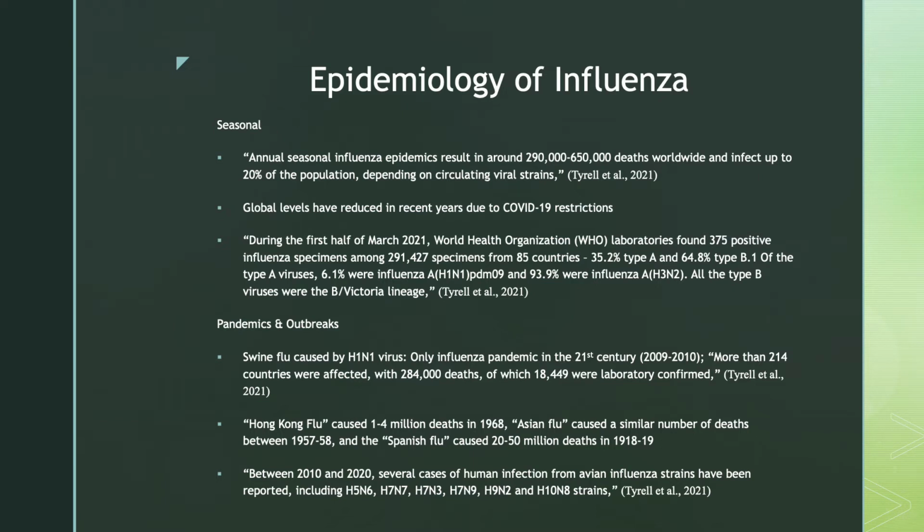Hong Kong flu caused 1 to 4 million deaths in 1968. Asian flu caused a similar number of deaths between 1957 and 1958, and the Spanish flu caused 20 to 50 million deaths in 1918 to 1919. Between 2010 and 2020, several cases of human infection from bird flu strains have been reported.